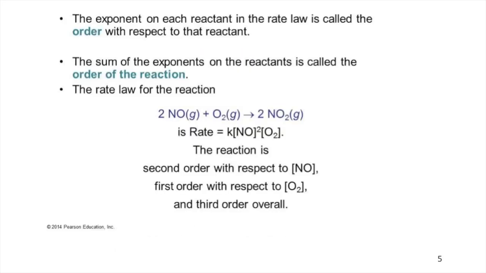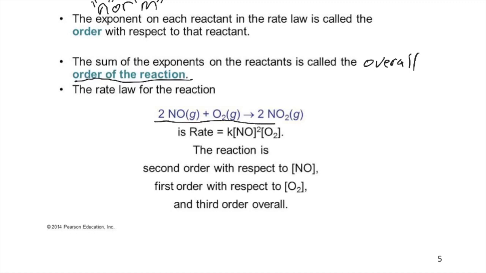So as I just said before, the exponent, which is the N or M that I just referred to above, in the rate law on each reactant is called the order with respect to that reactant. The sum of the exponents is called the overall order of the reaction. I tend to say the overall, but you could just say the order of the reaction. Okay? In this case, we'll give you an example.